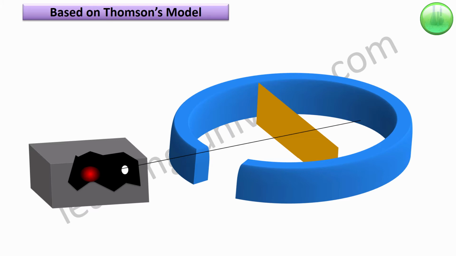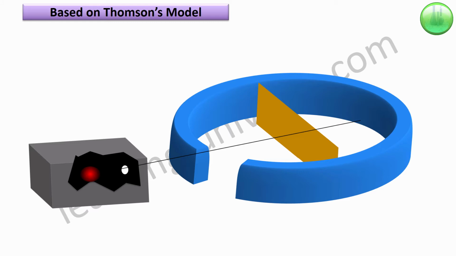So the experimental observation was expected to be like this. Alpha particles go, hit the screen, and they flash, and they are flashing right in the same path in which they're traveling, no deflections happening. This is what is expected if Thomson's model of the atom was correct.